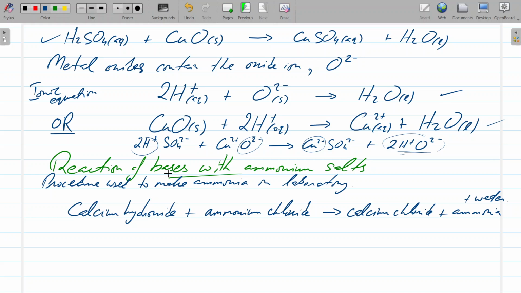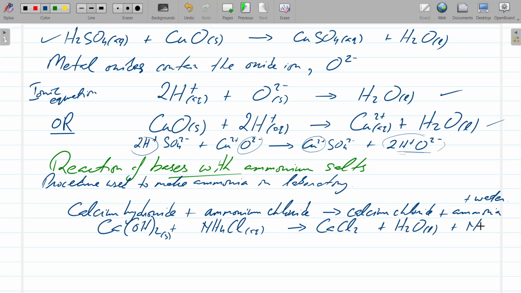So, to write that out, you've got calcium hydroxide, plus ammonium chloride. So this is NH4Cl. This guy is a solid. This guy is aqueous. And what you're getting is calcium chloride plus water plus ammonia gas. Now we need to balance this thing.